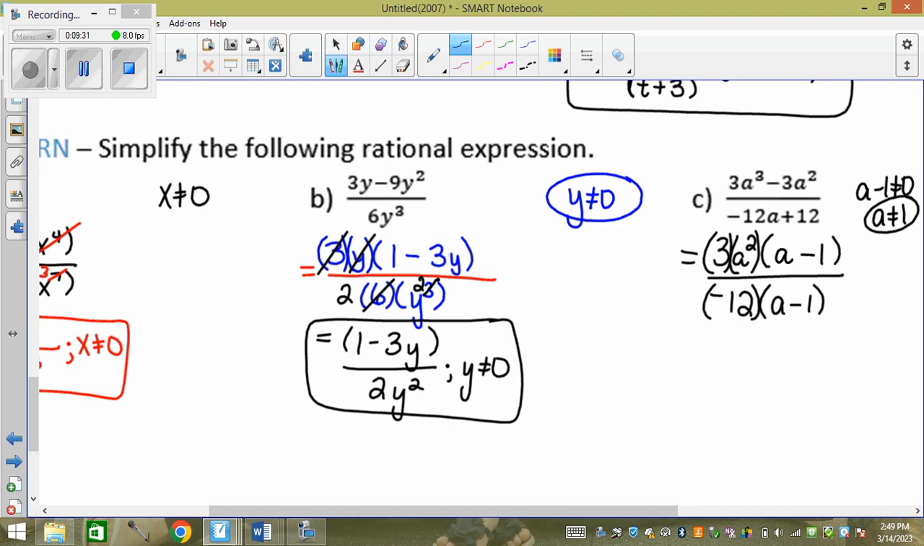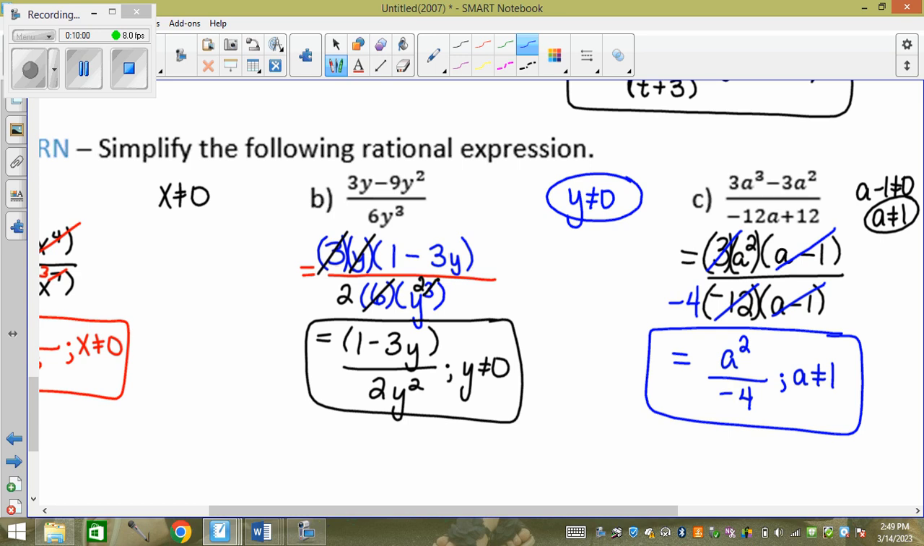Then I say, what can I cancel? The a minus 1 and the a minus 1 match, so they can go away. 3 and 12, I can divide both of them by 3. 3 divided by 3 is 1. Negative 12 divided by 3 is negative 4. And then I put what's left over. 1 times a squared times 1 is just a squared. Over negative 4 times 1 times 1 is negative 4. And then I say a can't equal 1.